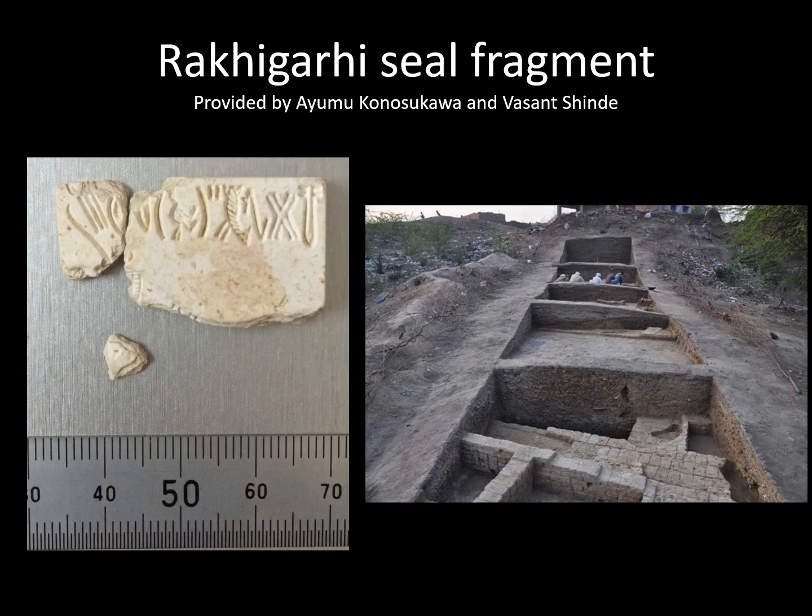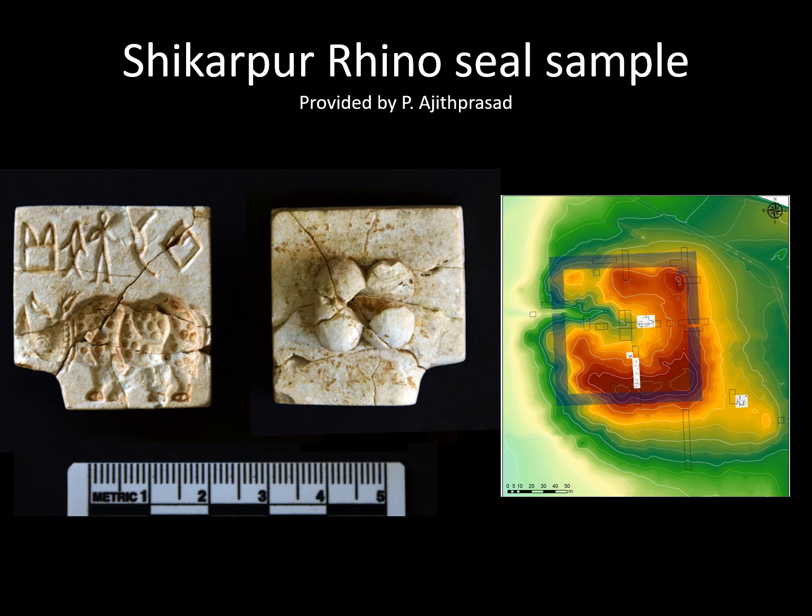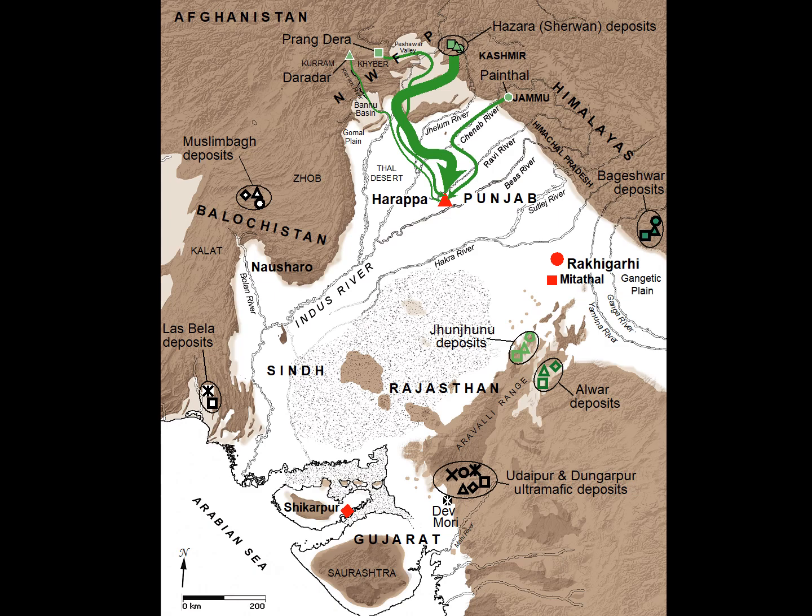It also permits me to analyze previously unanalyzable, very tiny seal fragments, such as this one from Rakigare provided by Ayumu Konosakawa and Vasant Shinde, and a fragment of the Shikarpur Rhino seal provided by Professor Ajithprasad. The results of the analysis and reanalysis indicated that all three seals were carved from steatite originating in dolomitic deposits in northern Pakistan.